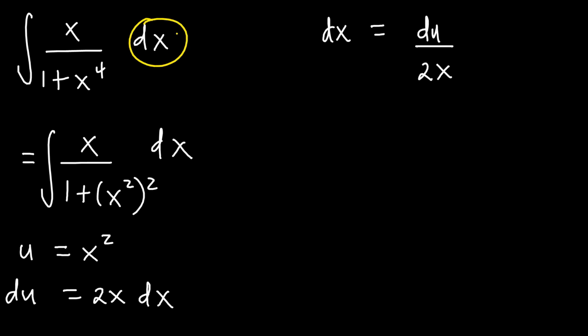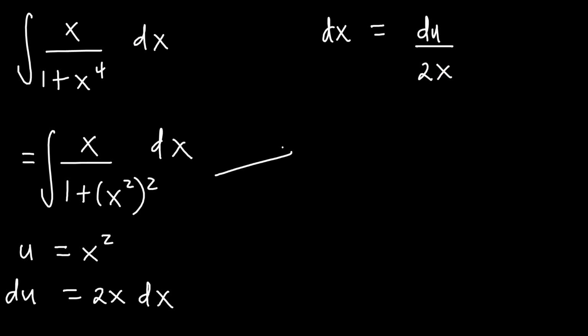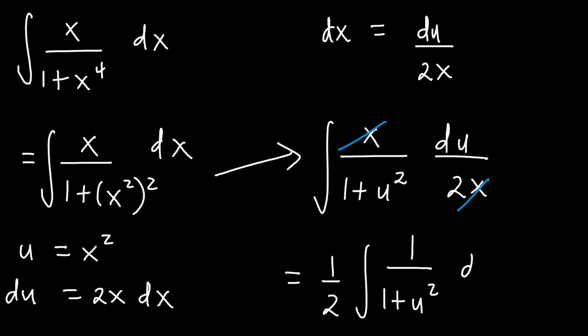And now we shall replace dx with this, and then replace x to the power of 2 with u. So this will become the integral of x divided by 1 plus x to the power of 2, which is u, raised to the power of 2, and then times du divided by 2x. This will cancel with that. And also we can take out 1 divided by 2. So we shall have 1 divided by 2 times the integral of 1 divided by 1 plus u to the power of 2 times du.